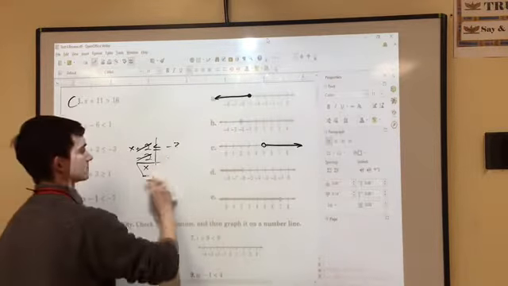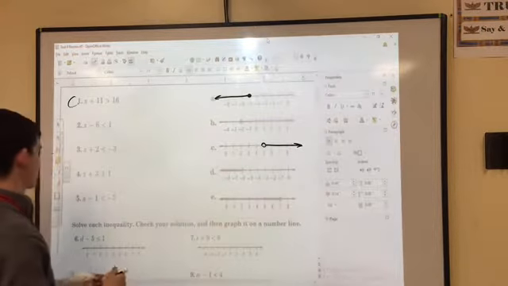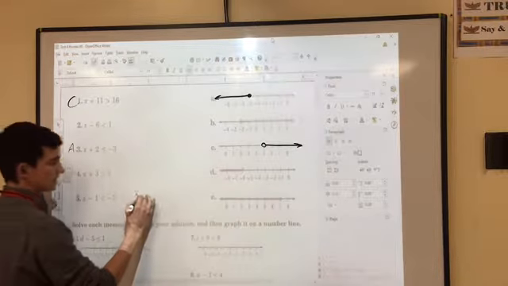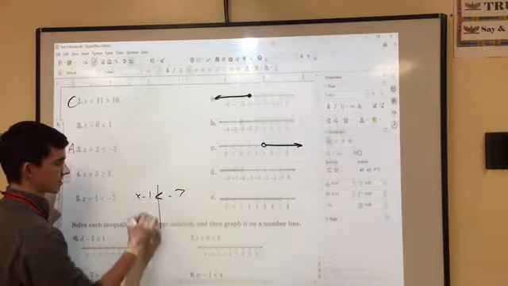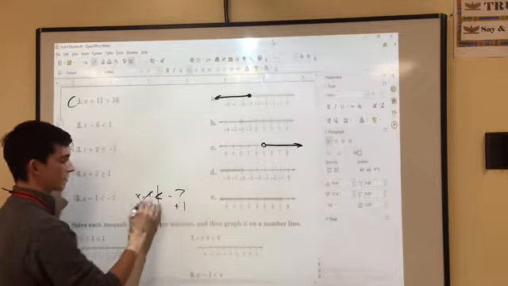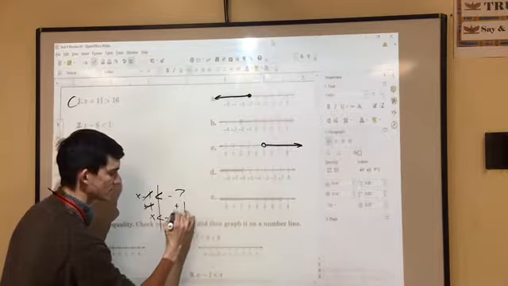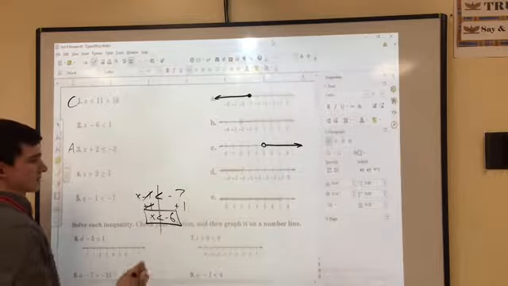Number 5. I'll just leave that there. Okay. So this one is A. Number 5 is x minus 1 is less than negative 7. So again, solve. Add 1, minus 1 plus 1 cancel. X is less than negative 7 plus 1 is negative 6. So I'm looking at my graphs. Which one shows x is less than negative 6?